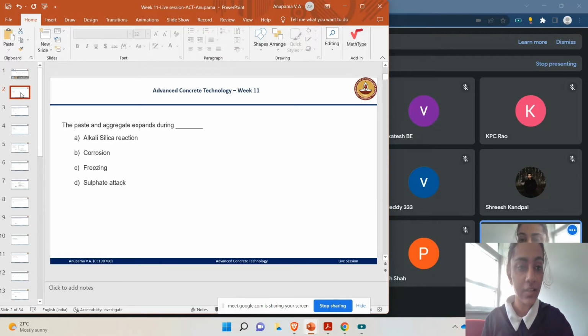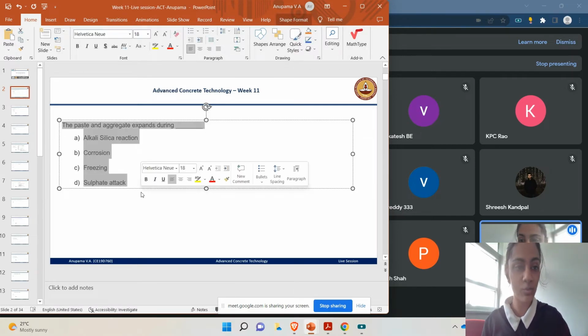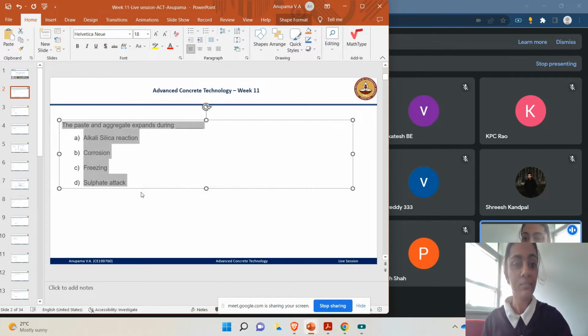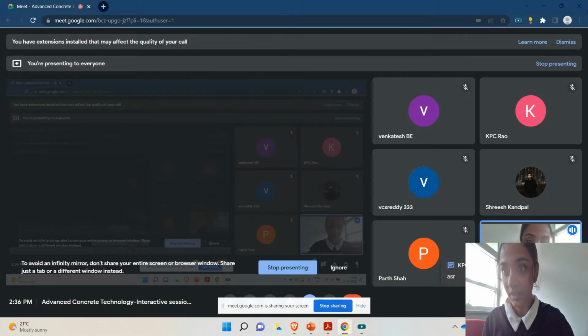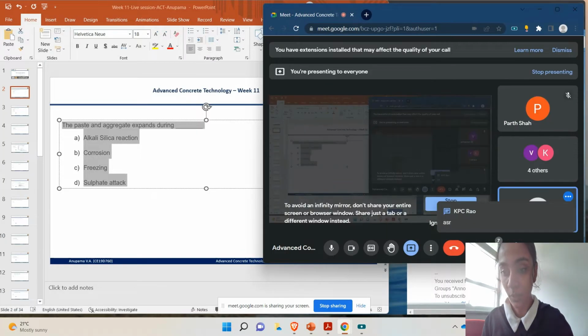First question is: the paste and aggregate expands during dash. So concrete is composed of paste and aggregates, that is fine aggregates and coarse aggregates. So, during what process do the paste and the aggregate expand?